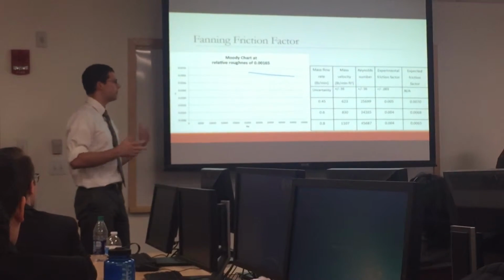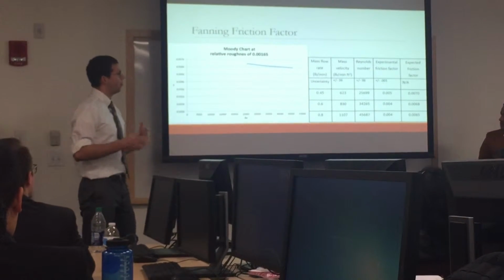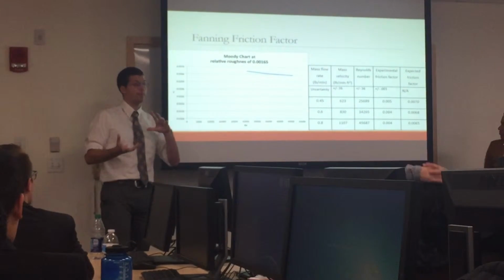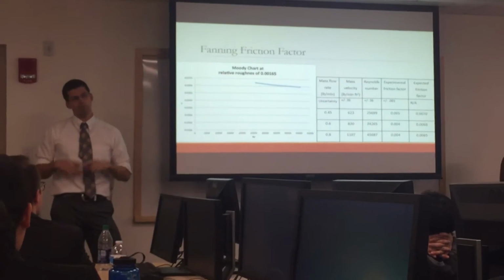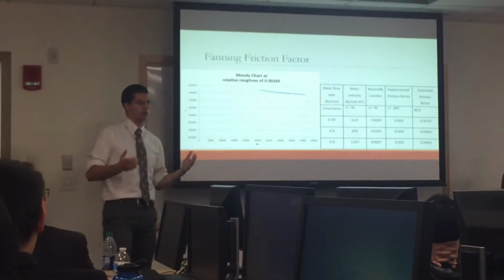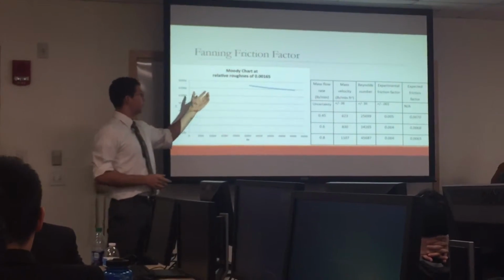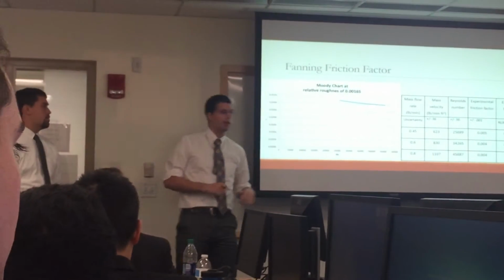And so one way that we were wondering about this might be from the fact that our pipes are a little bit smoother than the expected roughness of Schedule 40 stainless steel pipe, which is 0.00165.